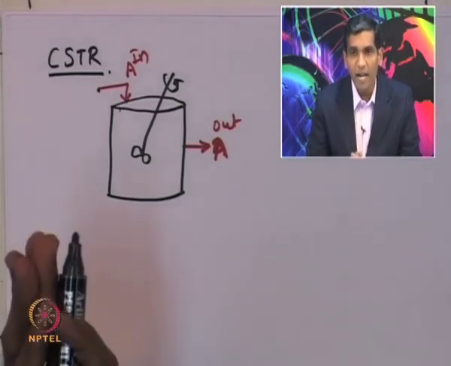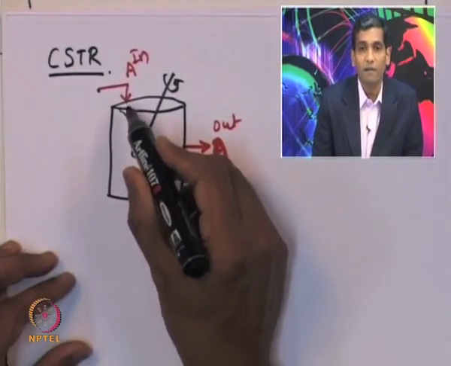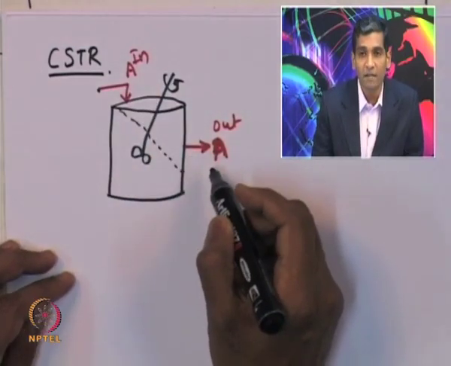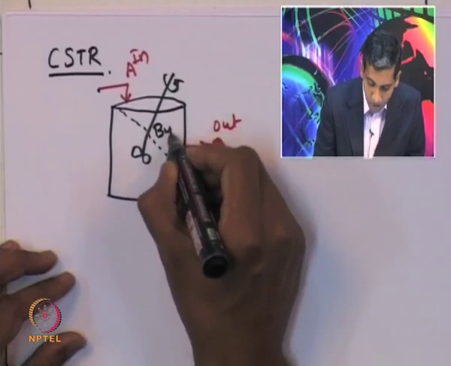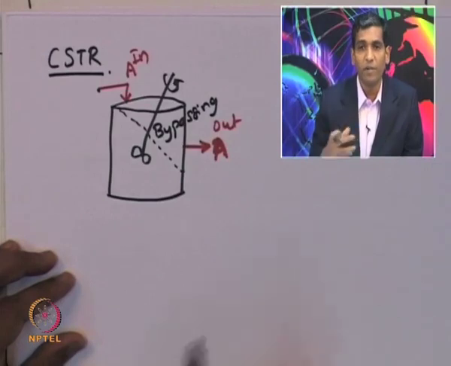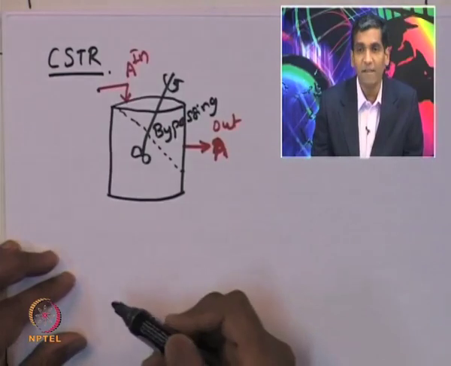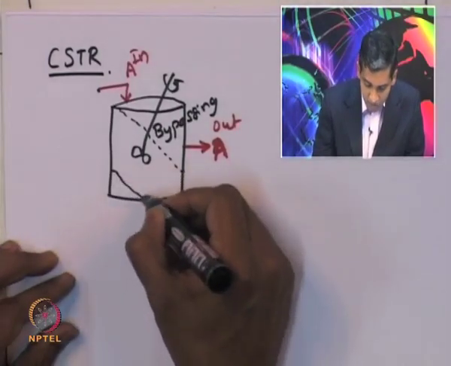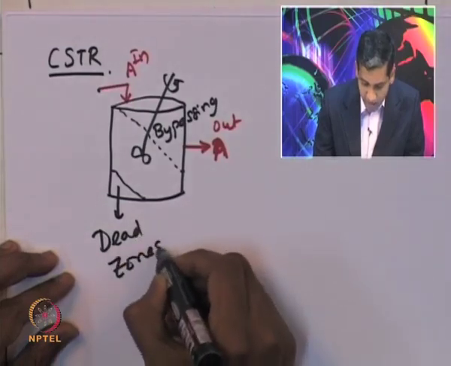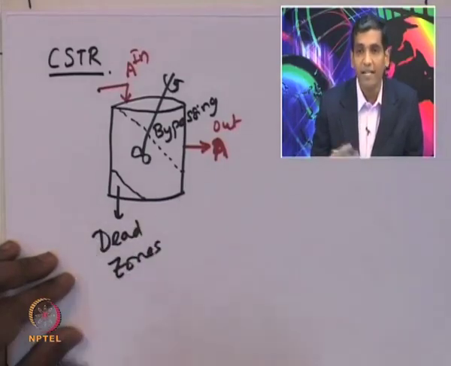And because of that, some of the fluid that is entering the CSTR would quickly leave the reactor, and in fact, that process is called bypassing. So, some of the fluid particles which are entering into the reactor would bypass and leave the reactor, and as a result, some locations of the reactor are underutilized or unutilized, and those zones are called dead zones.